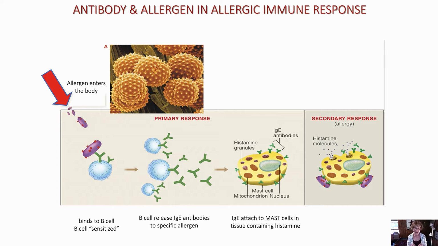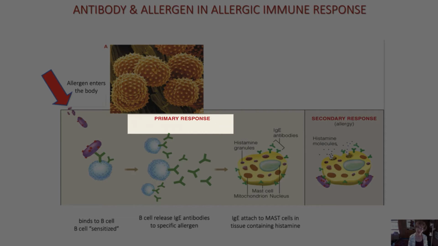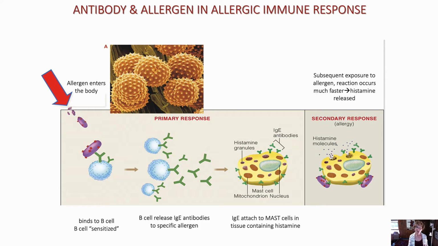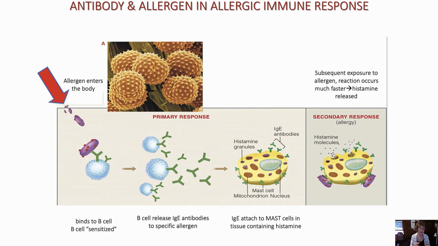The IgE antibodies will attach to mast cells in the tissue. These mast cells contain histamine. This is all part of the primary immune response. And then somewhere down the road, I can't tell you when, you're exposed to that allergen, the reaction occurs much more quickly. Remember, primary immune response takes time. Secondary immune response occurs much more quickly, and histamine is released. And the histamine is what causes the symptoms of an immune response.